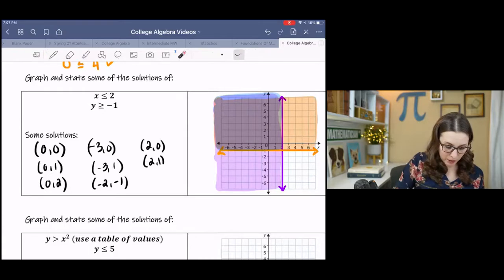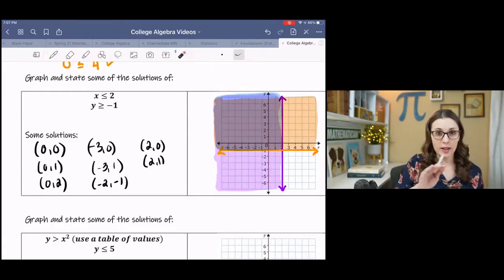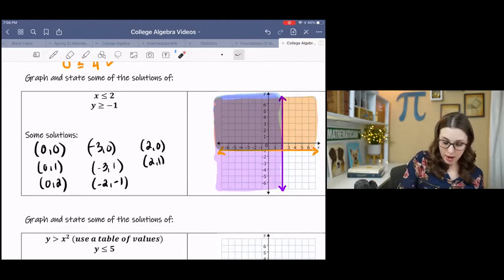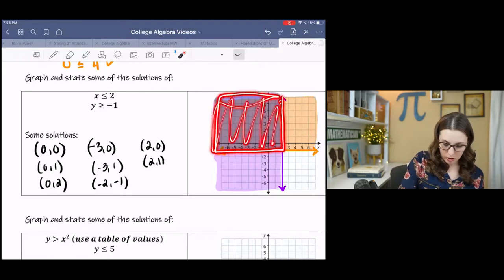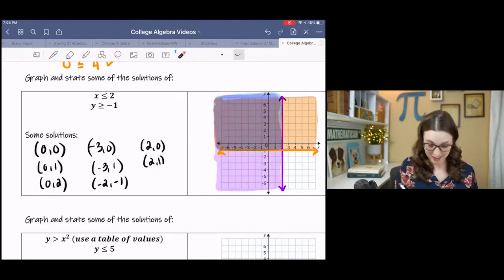If either one of these lines had been dashed, then I cannot list any points on the line. So there's that. You might have some different points, and that's okay, as long as they live here and beyond, because they keep going, then you're good.